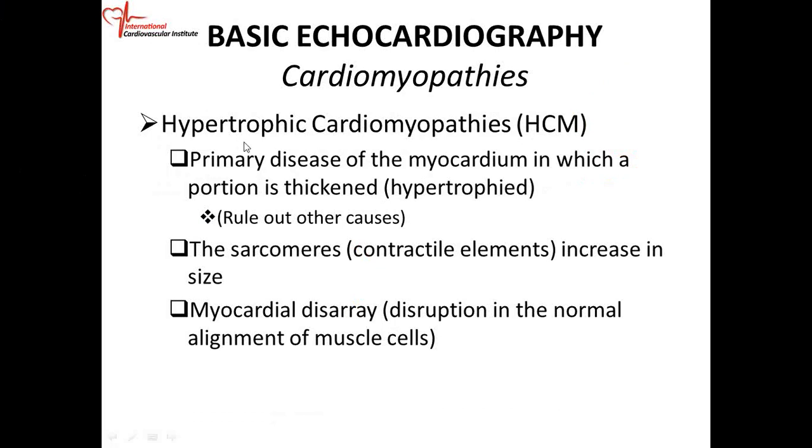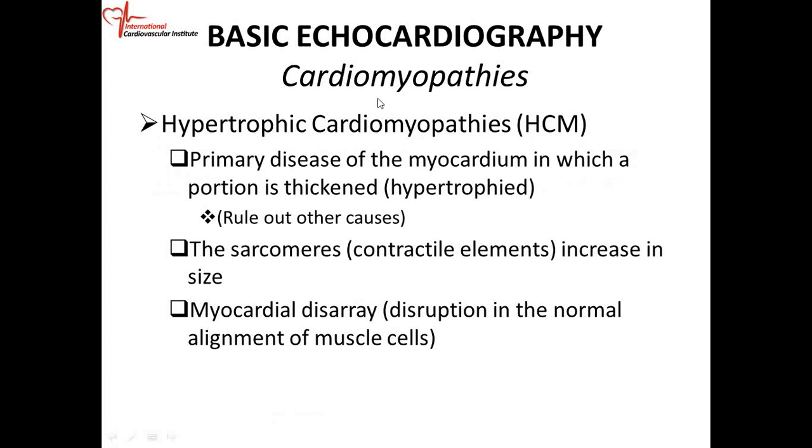Again, when you see a thickened heart muscle, before you call it a hypertrophic cardiomyopathy, you have to rule out secondary causes. Does the patient have hypertension? Does the patient have aortic stenosis? Or something of that nature.